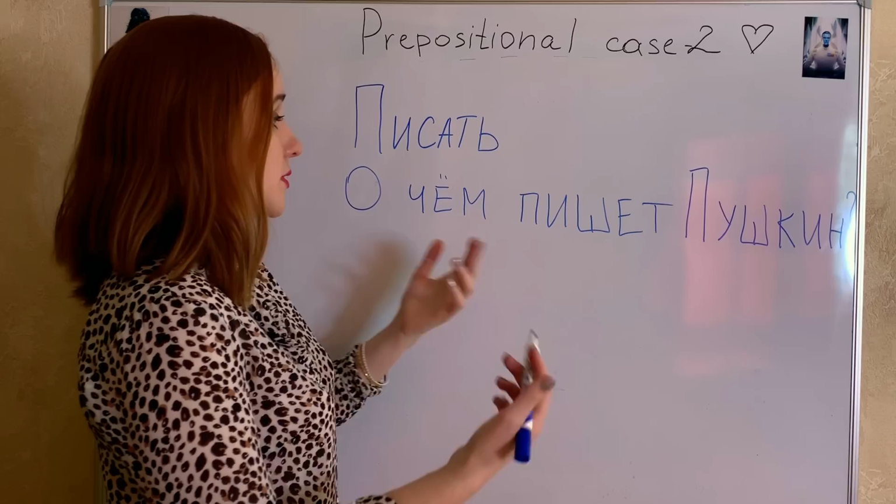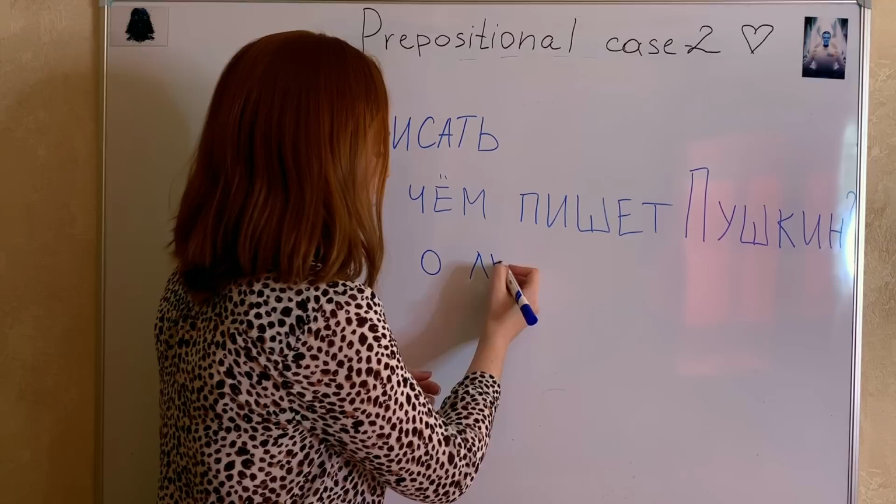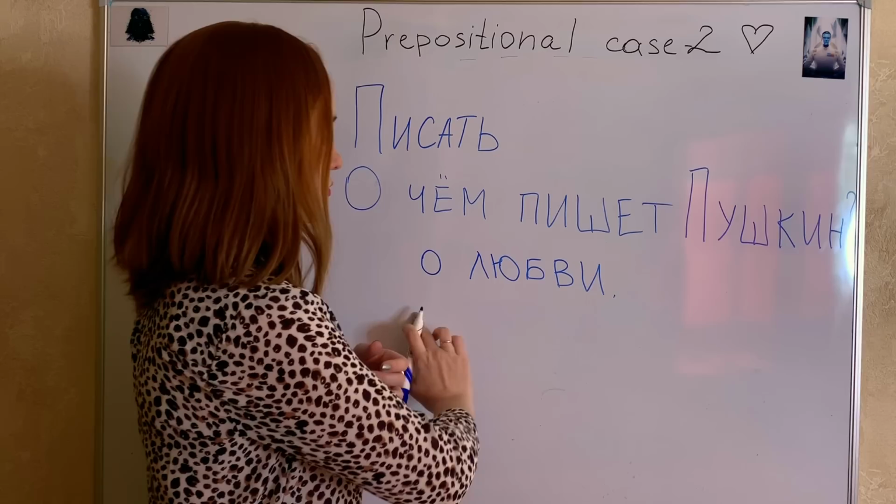Pushkin is writing about love. О любви. He writes about love. О любви. Пушкин пишет о любви.